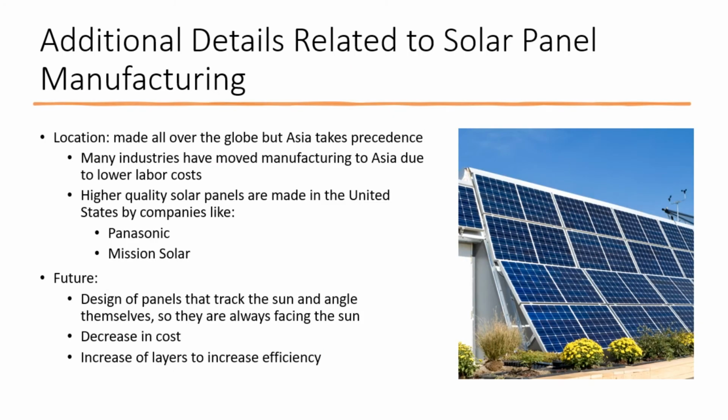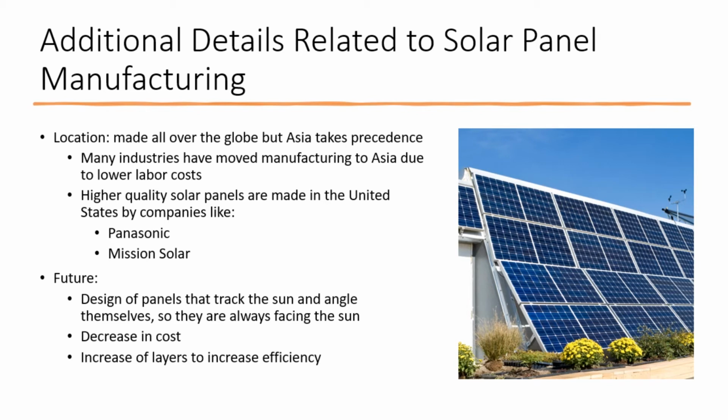We're going to go over some additional details related to solar panel manufacturing. As far as location, solar panels are made all over the globe, but Asia really takes precedence. Many industries have moved manufacturing to Asia due to lower labor costs, and solar panel manufacturing is no exception to this rule. While not all higher quality solar panels are made in the US, most of them are, and they're made by companies like Panasonic and Mission Solar.